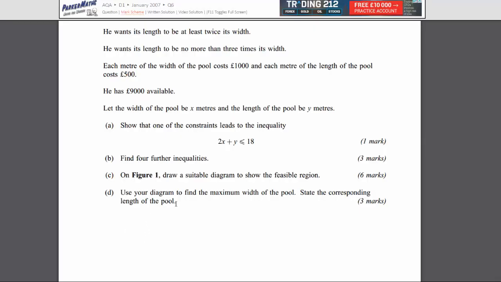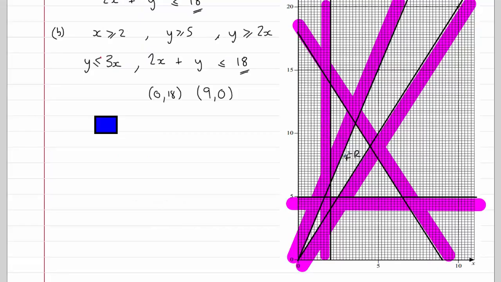Finally, in part D, it says use your diagram to find the maximum width of the pool, and state the corresponding length of the pool. The maximum width of the pool appears when x is at its largest value, and that's this value here. Now, if you've drawn this line on paper, you may be able to see precisely what this value is, but sometimes it's difficult, particularly if you've drawn your own graph. It's fairly straightforward to find the exact value of this point by solving a pair of simultaneous equations. We've got this line coming down here, which is 2x plus y equals 18. And we've got this line going up here, which is y equals 2x.